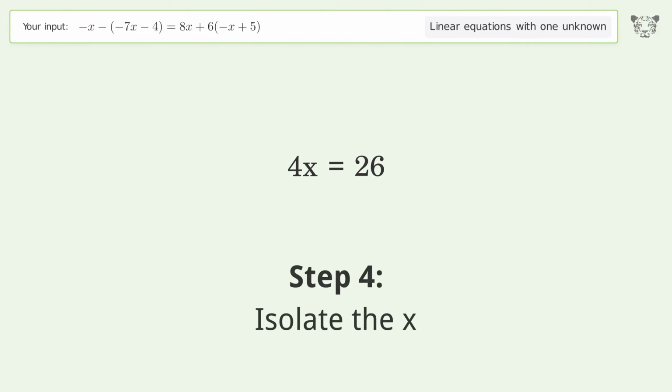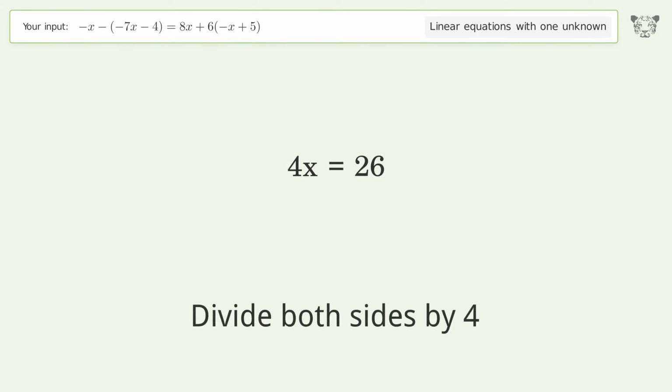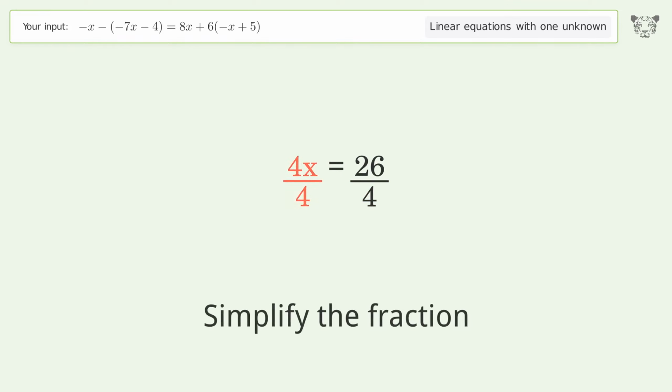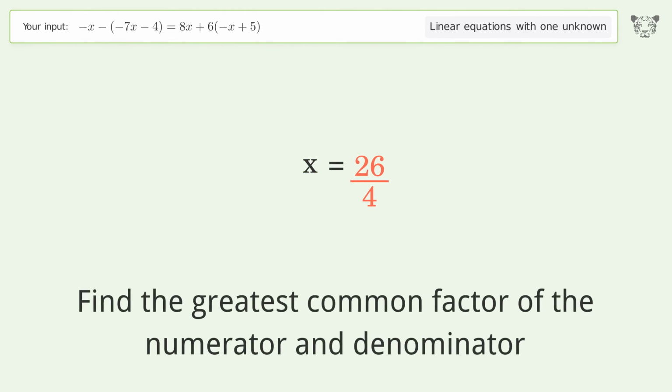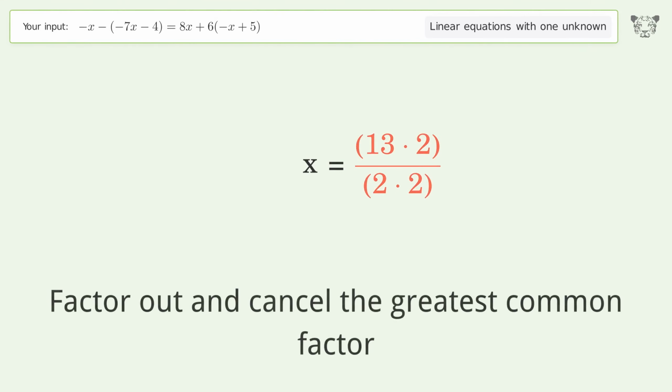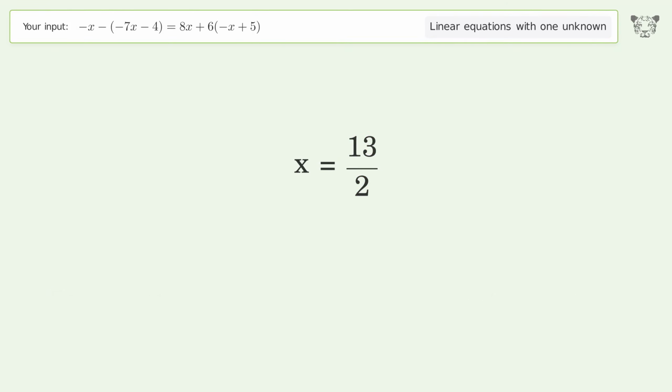Isolate the x. Divide both sides by 4. Simplify the fraction. Find the greatest common factor of the numerator and denominator. Factor out and cancel the greatest common factor. And so the final result is x equals 13/2.